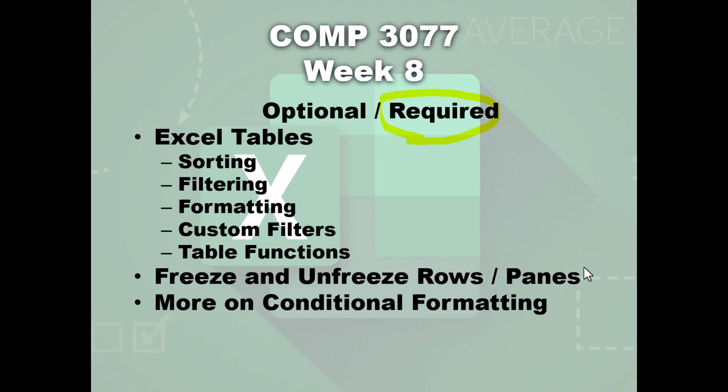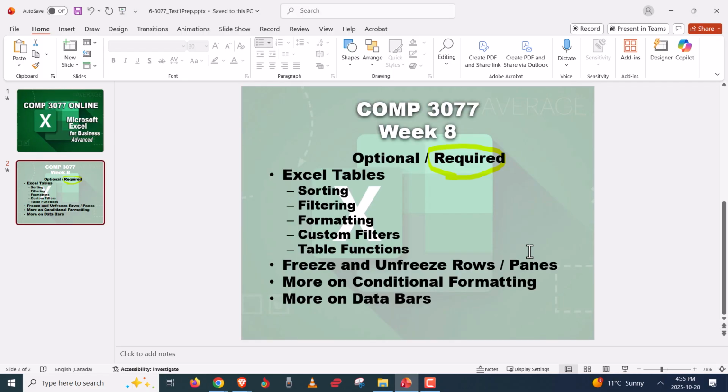We're going to be dealing with one of my favorite things that Excel can do, which is taking a large collection of data and making it much easier to organize and sort and filter within the context of an Excel table. So we're going to sort, filter, format, custom filters, table functions, freeze and unfreeze rows, and we're going to do a little bit on conditional formatting as well this week.